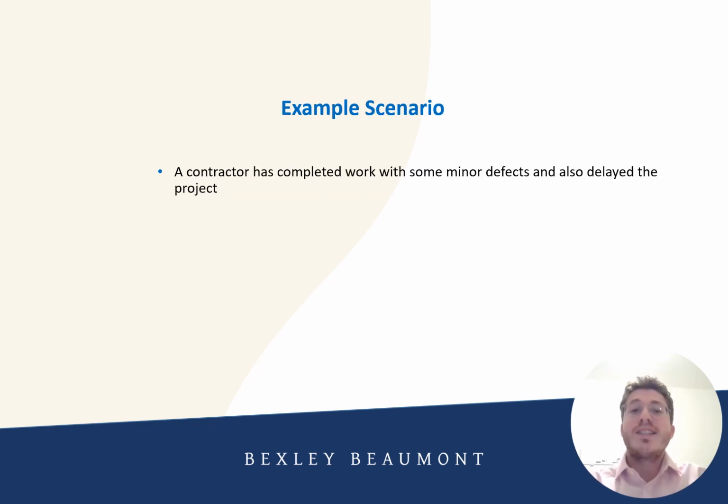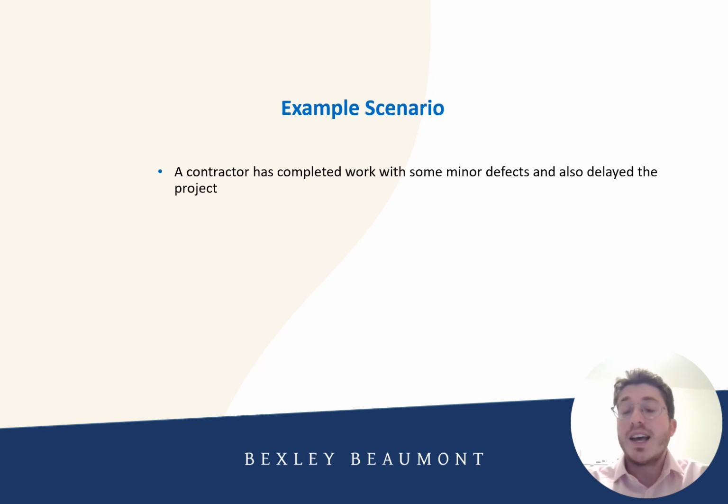So let's now look at an example and apply abatement and set-off to that example. Let's imagine that you've got a contractor who has unfortunately completed work with some minor defects and has also delayed the project. Using the mechanism of abatement, the employer could reduce the payment to reflect the reduced value of the works due to the defects. On the other hand, using set-off, the client could withhold payment to offset the losses they have incurred due to the project delay. Now, in terms of the defects issue, obviously at the minute we've used abatement, the mechanism of that by reducing the value.